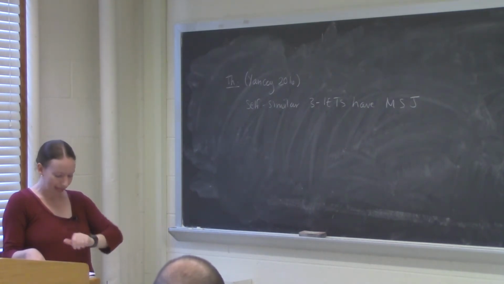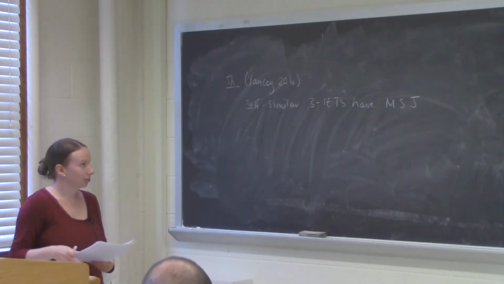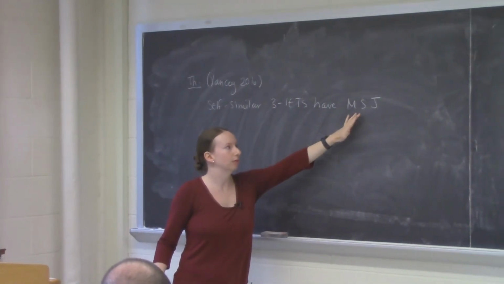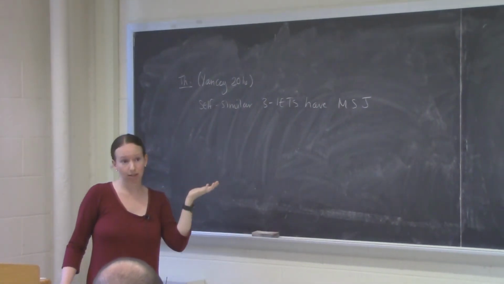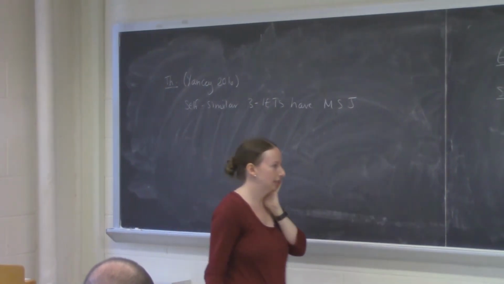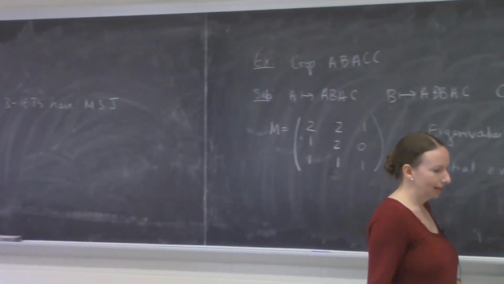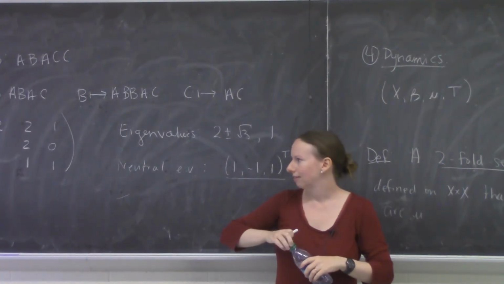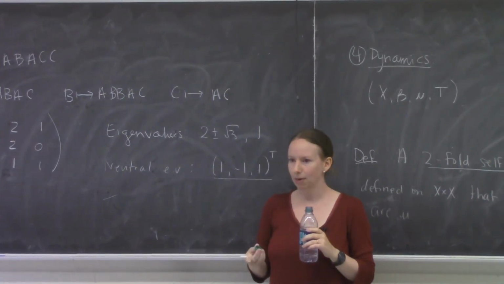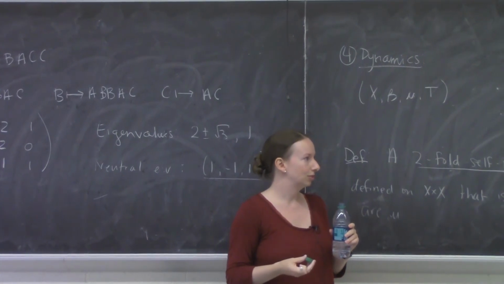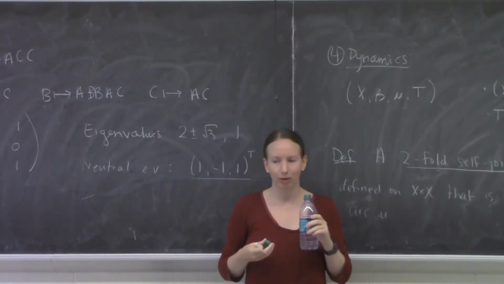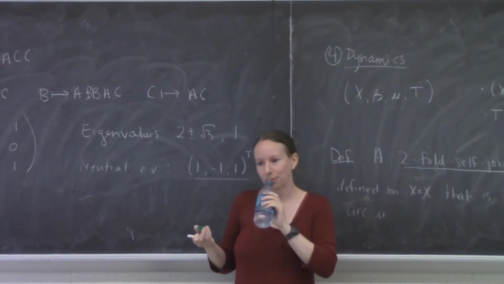So briefly, with the last 5 minutes, I just wanted to say how you would get at these minimal self-joinings if you were going to do it directly, instead of going through rigidity. Because you can do it for substitutions specifically. I feel like not that many people do it that way, and you can use something from Rudolph's book, which is a little bit older. I feel like it was a lost theorem.